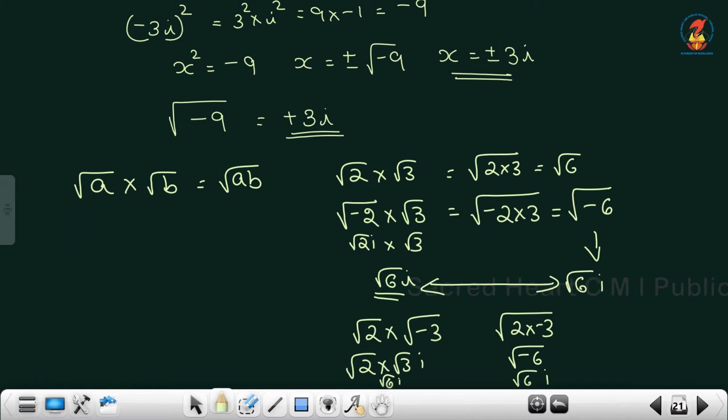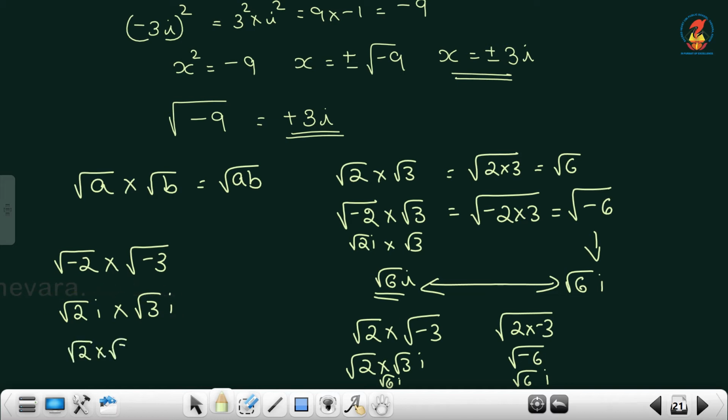Then if both are negative, that is root of minus 2 and root of minus 3, is this result true? Taking only the left side, root of minus 2 times root of minus 3, I can write as root 2 i into root 3 i. So root 2 into root 3 into i square. Root 2 into root 3 is root 6, and i square is minus 1, so it is minus root 6. That is the left side.